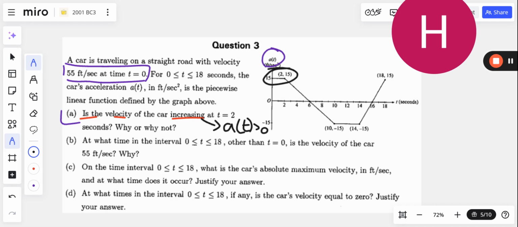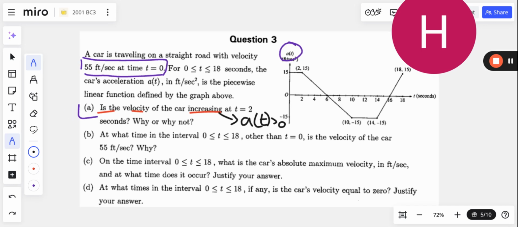Remember, this graph's value is the slope of the velocity. So even though this is a flat line segment, it's a positive value, which means it's representing the positive value of the slope of the velocity, which means the velocity is increasing. So we say yes, and our reason why is because a of t is greater than 0. In fact, now I can be specific, and say because a of 2 is greater than 0. Okay, very easy.